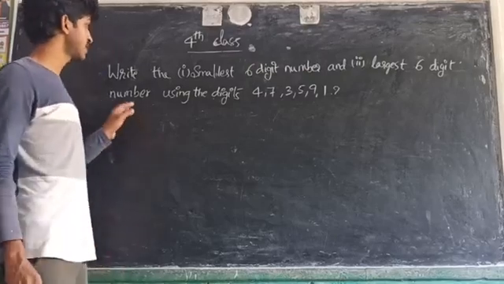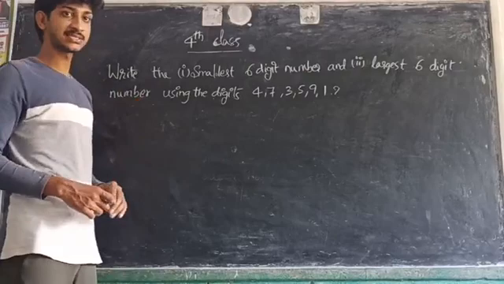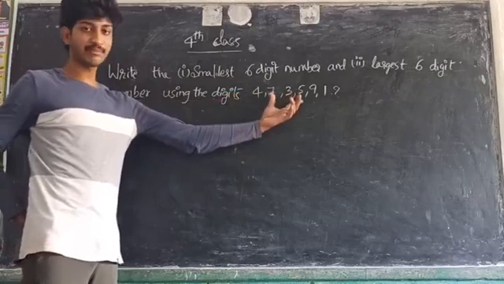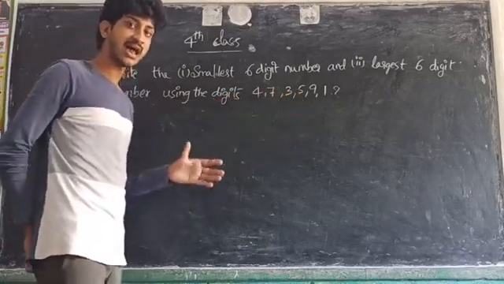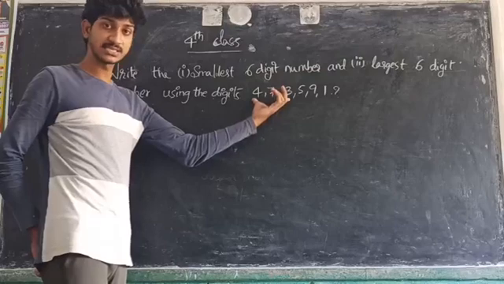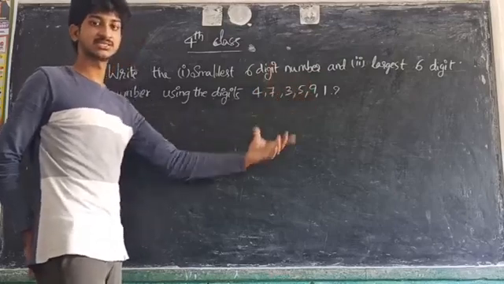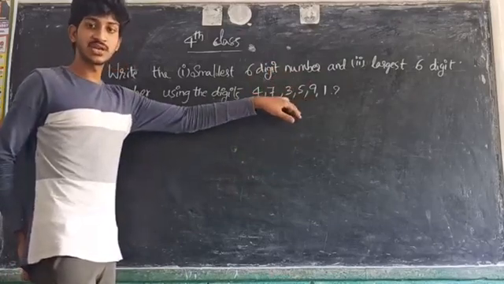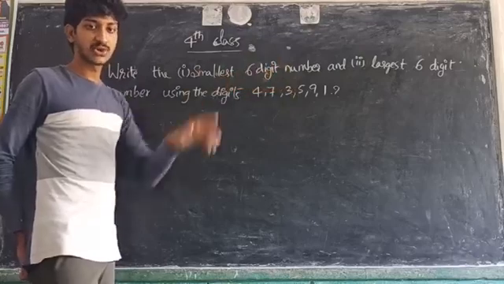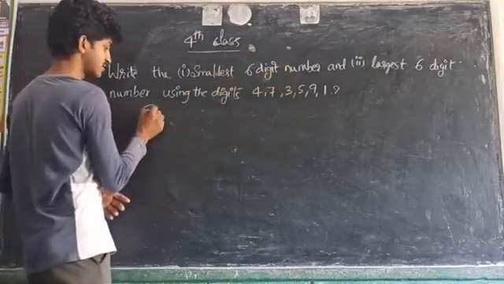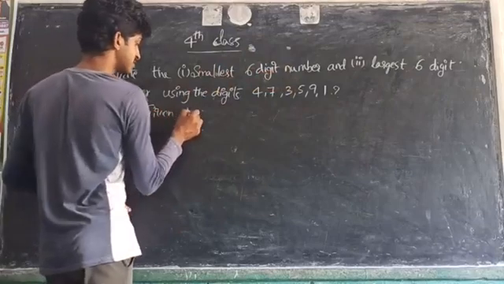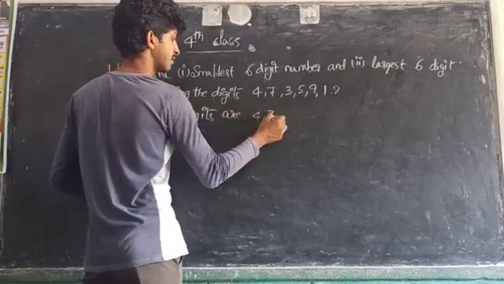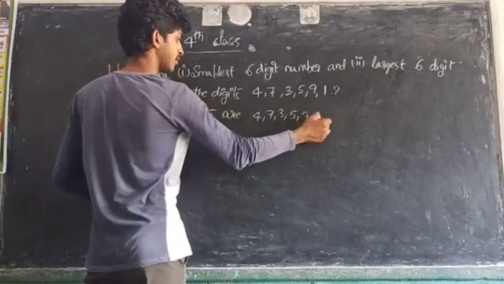Okay children, the next problem is: find the smallest 6-digit number and the largest 6-digit number using the digits 4, 7, 3, 5, 9, 1. By using these 6 digits, we have to find the largest number and the smallest number. The largest number has these 6 digits only and the smallest number has these 6 digits only. First of all, write the given digits: 4, 7, 3, 5, 9, 1.